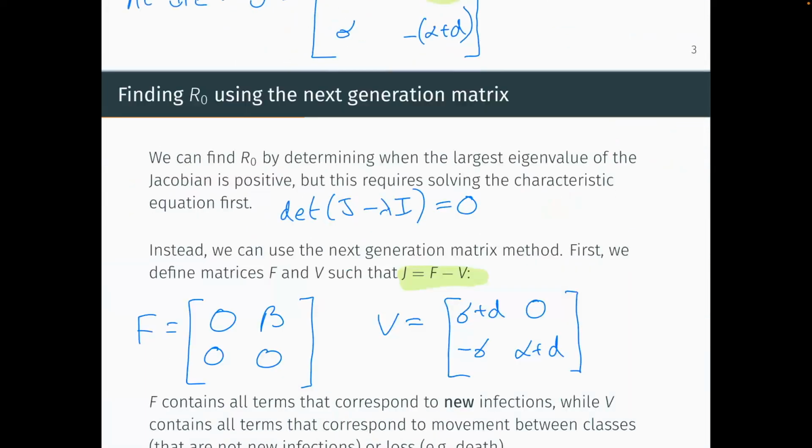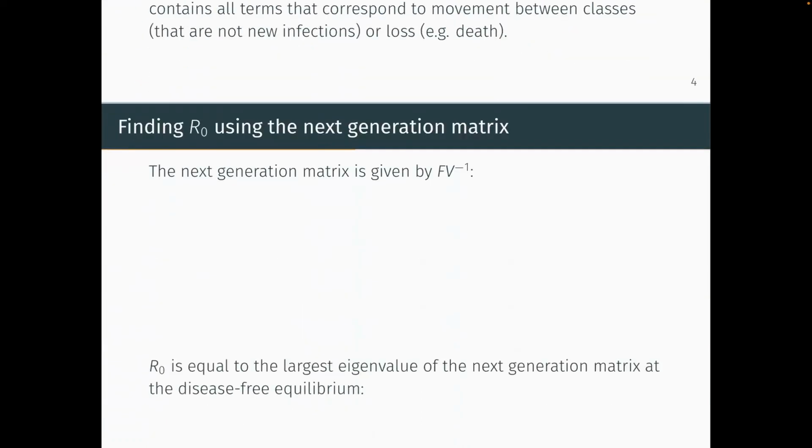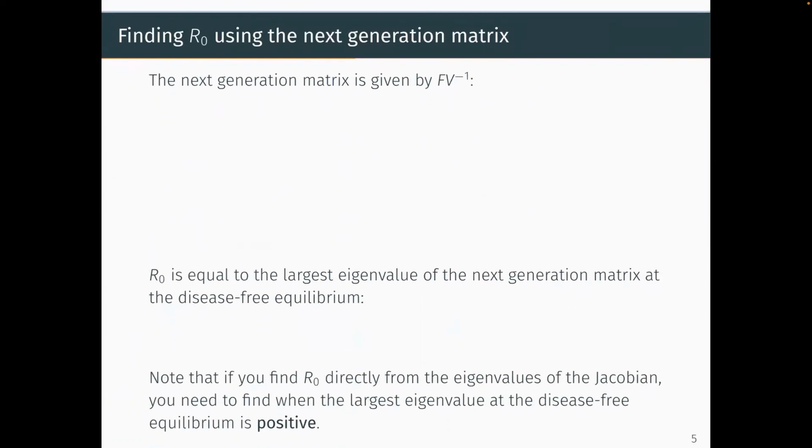So we've got our two matrices now, F and V. So now we can work out our next generation matrix. And this next generation matrix is just given by our matrix F times the inverse of V. So we do need to find the inverse of a matrix. That can be a little bit tricky, but usually it's easier than, yes.